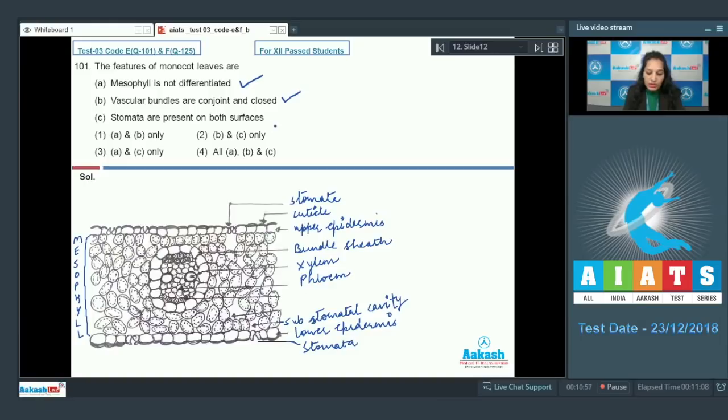C statement, stomata are present on both the surfaces. Here you can see stomata are present on both the surfaces. So this statement is also correct. So all the statements are correct. By analyzing the options, you can say option number 4 is the correct option for the given question. Let's move on to the next question.